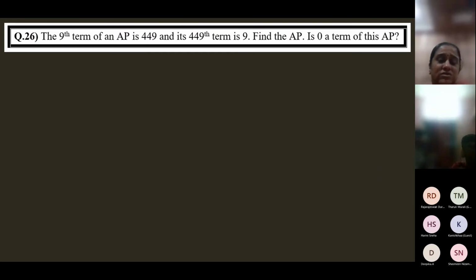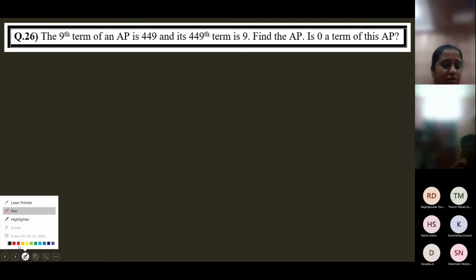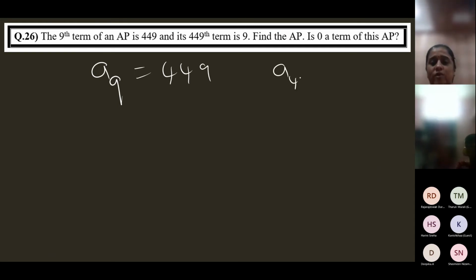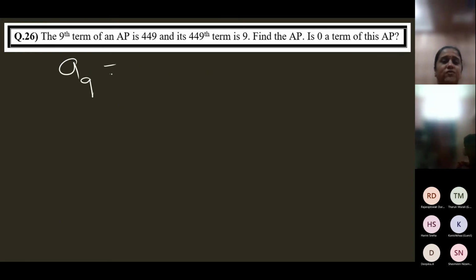Yeah, it's the same thing, children. So that the sum was given. Here, read the question carefully. The ninth term of an AP is 449. The ninth term is 449, and its 449th term is 9. The 449th term is 9. Be careful in reading. The ninth term is 449 and the 449th term is 9.